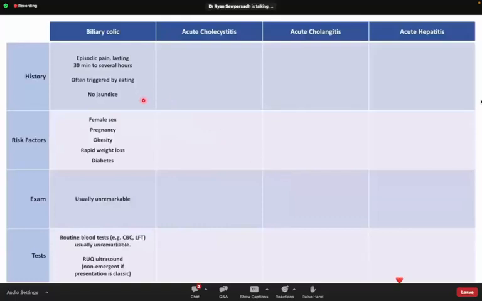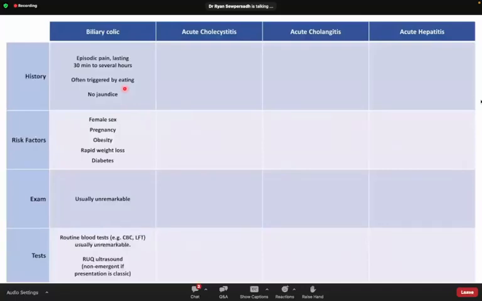So biliary colic is caused by gallstones within the gallbladder, and the pain is typically episodic, lasting 30 minutes to several hours. It's often triggered by eating, because some of the food you eat contains fat, and fat is going to release CCK-PZ, cholecystokinin-pancreozymin, which then causes contraction of the gallbladder, right? So whenever you eat, fat comes down into the small bowel, you have triggering of this. But if you've got a gallstone there, you're going to have pain, right?